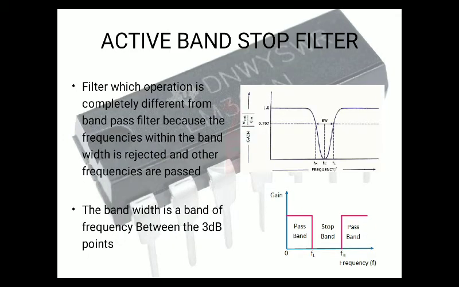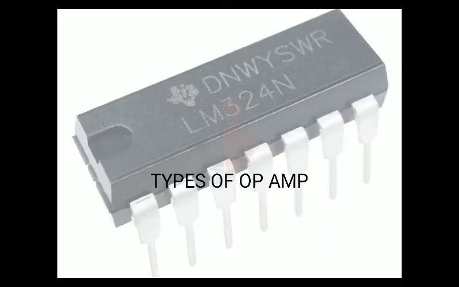Then active band stop filter. The operation is completely different from band pass filter because the frequencies within the bandwidth are rejected and other frequencies are passed. The bandwidth is the band of frequency between the 3 decibel points. We have finished the op amp as active filter. Now let us see the types of op amp.